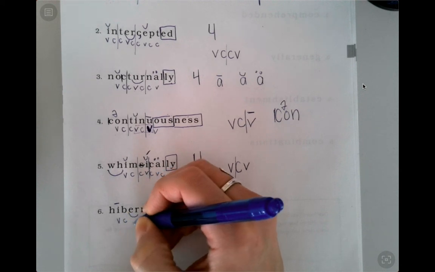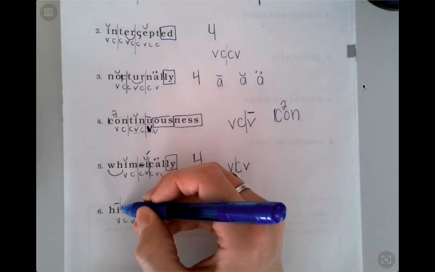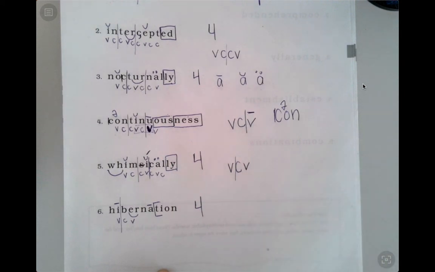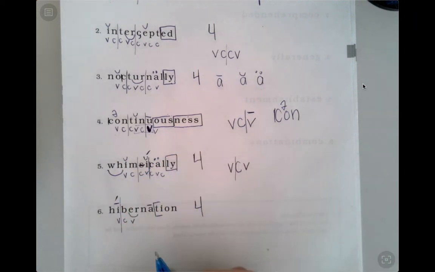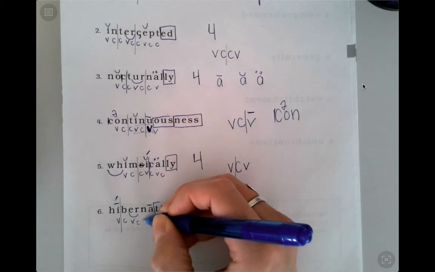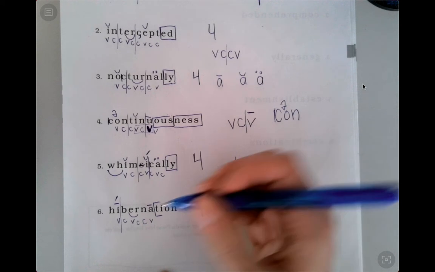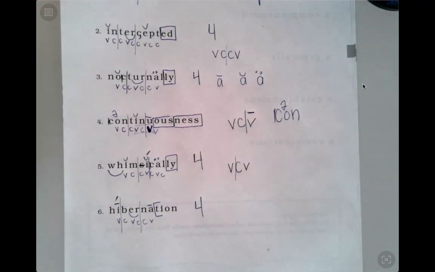Vowel, consonant, vowel. This one separates right there. High, and it is emphasized. High. Hibernation. We're going to go vowel, consonant, consonant, vowel. That one's pretty easy between our consonants. Okay? Hibernation.